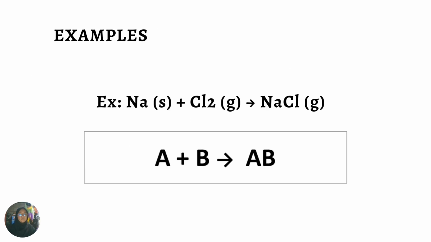In this example, we take sodium, which is Na, and chlorine gas, and that makes sodium chloride, which is NaCl. What we end up with is more complex than the simple things we started with.